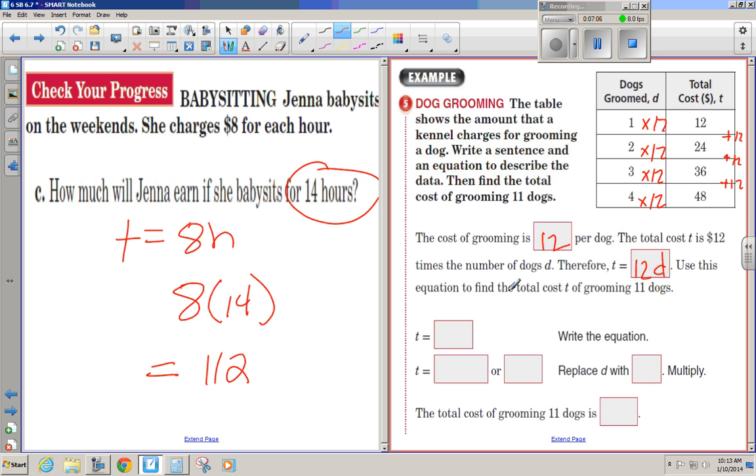Use this equation to find the total cost T of grooming 11 dogs. Well, we have this equation. We're going to replace D with 11. So it's 12 times 11, which ends up being 132. So the total cost of grooming 11 dogs is $132.